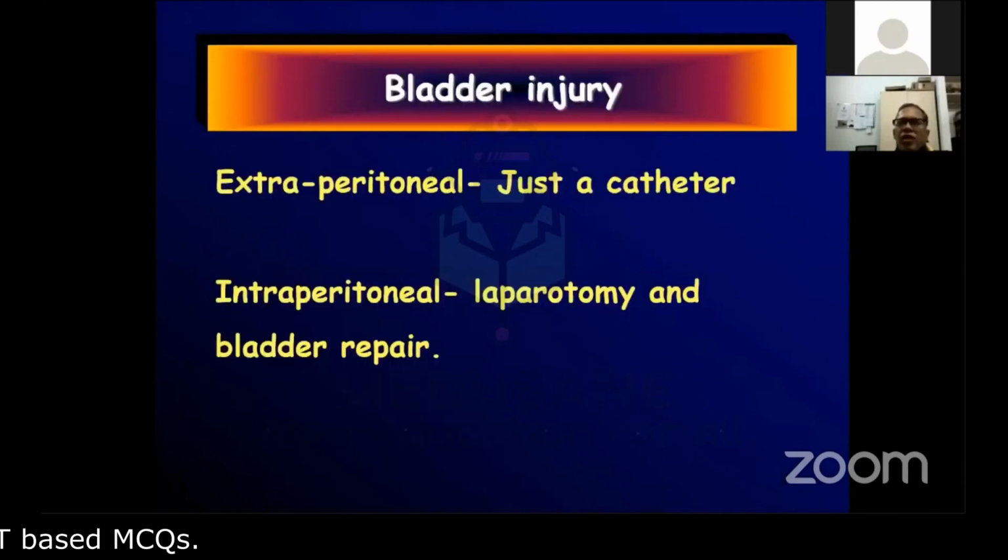If it is extraperitoneal injury, just pass a catheter. If the bladder is empty, the bladder will heal. Intraperitoneal injury, a laparotomy is a must. Repair: locate the bladder injury. How do you locate it? The catheter is already there; you irrigate the bladder with normal saline or 5 ml of betadine. You can locate the injury site, usually in the dome, and suture in 2 layers. The first mucosal suture must be non-absorbable suture, or else it forms stones.